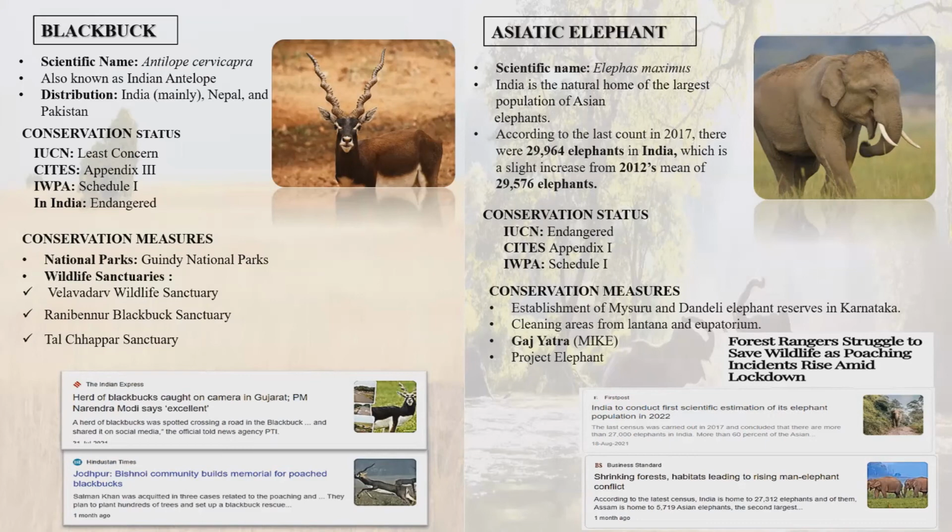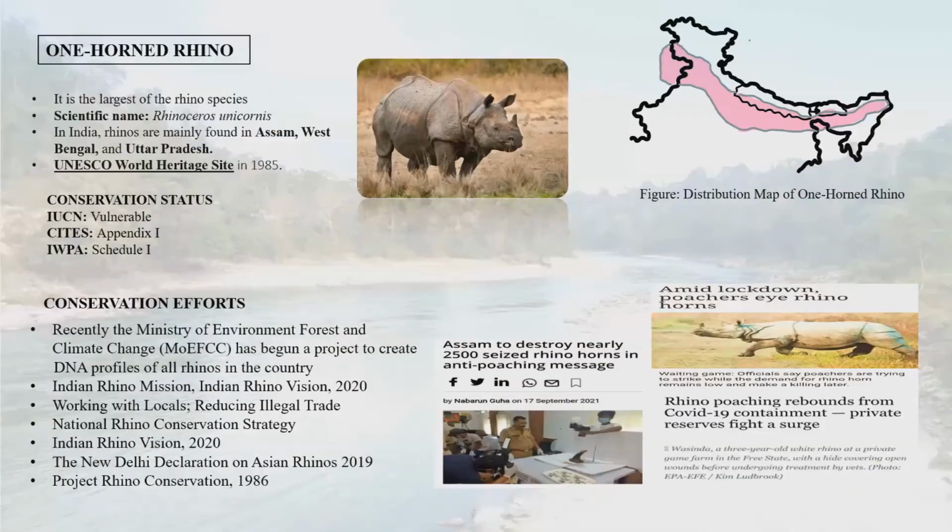Asiatic elephant. India is the natural home of the Asiatic elephant. According to IUCN, it is endangered due to shrinking forest habitat leading to rising man-elephant conflict. Their number is declining. For their conservation, a cell was established to study forest fire prevention, and elephant reserves. In the lockdown period, forest rangers faced problems in saving wildlife, and removing its most invasive species, lantana and eupatorium.